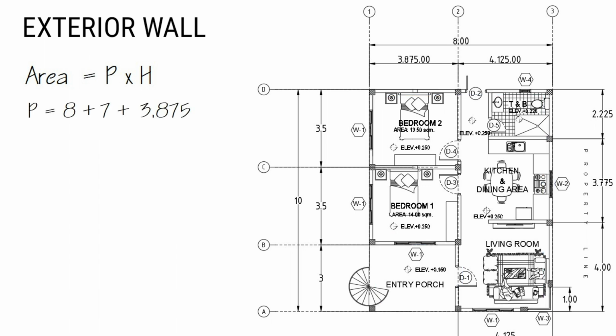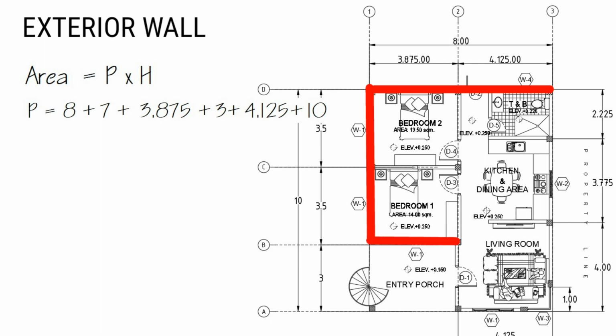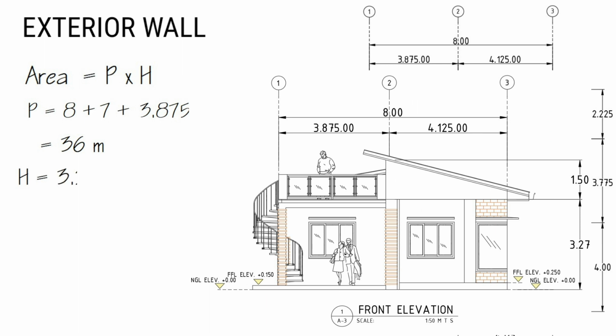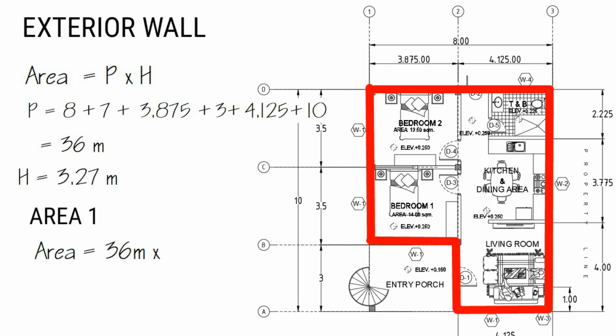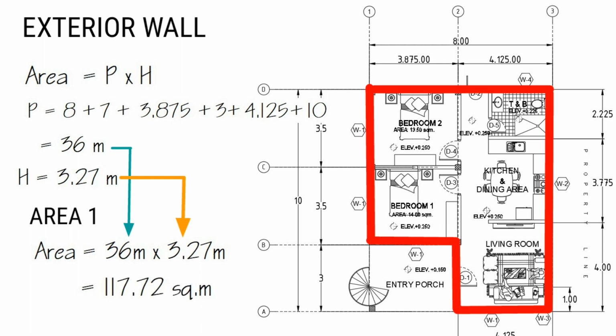So, perimeter, that is equal to 8 plus 7 plus 3.875 plus 3 plus 4.125 plus 10. And that is equal to 36 meters. So, meron tayong perimeter na 36 meters. At yung height natin, that is equal to 3.27 meters. So, area 1, that is equal to 36 multiplied by 3.27. And that is equal to 117.72 square meters.